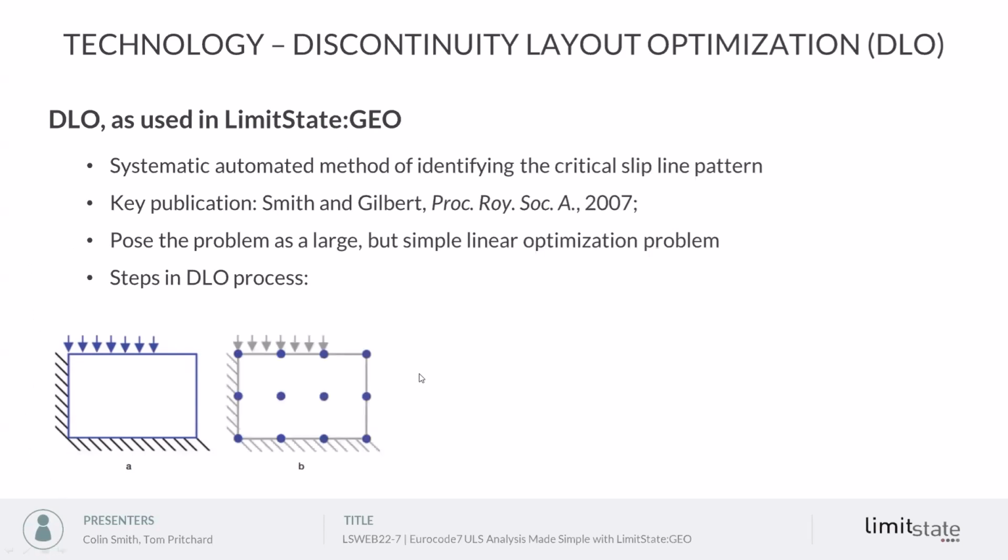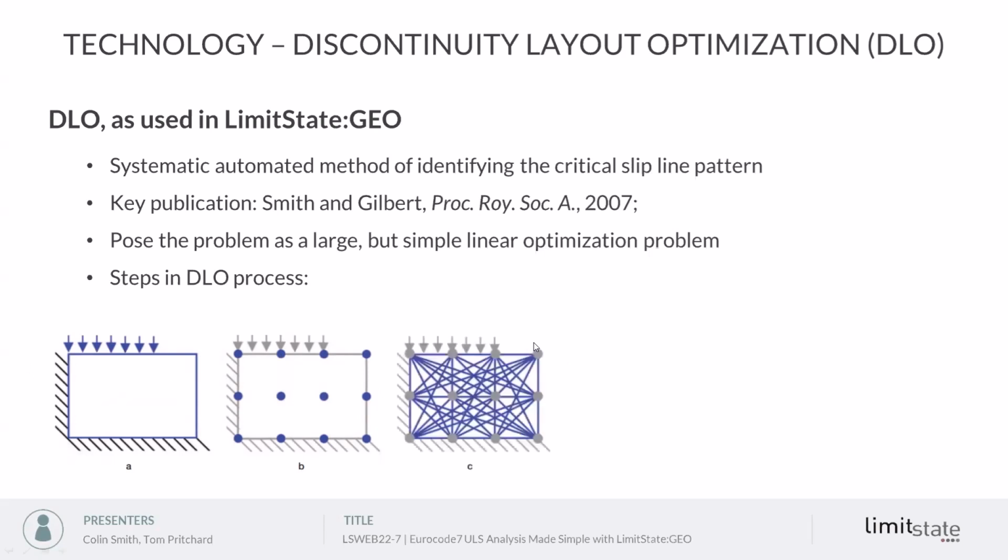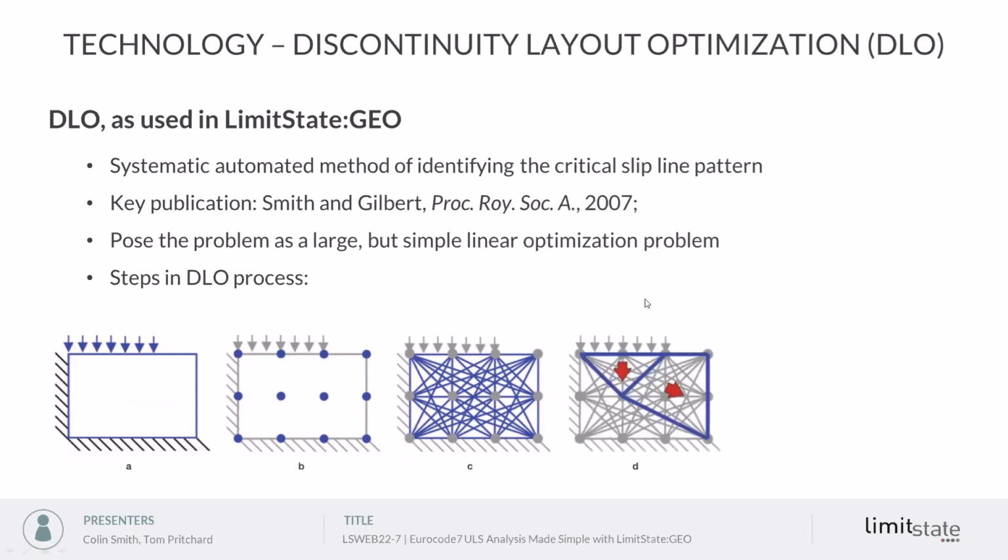And unlike the finite element method, what we do is we populate the domain with nodes. So here we've got 4 by 3, that's 12 nodes. And we connect every node to every other node with a potential slip line. So if we have 12 nodes, we've got 12 times 11 divided by 2, 66 possible slip lines. And then we use optimization to pick out of that large set of slip lines the critical collapse mechanism. And that turns out to involve just 6 slip lines, and we get this mechanism for this very simple problem.